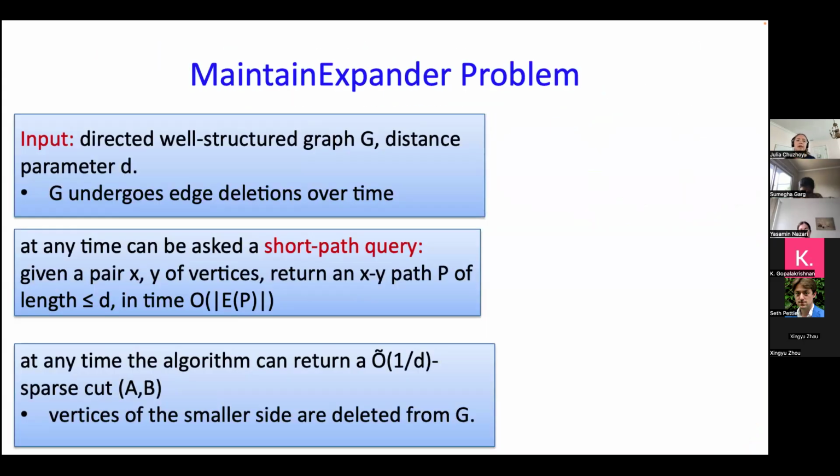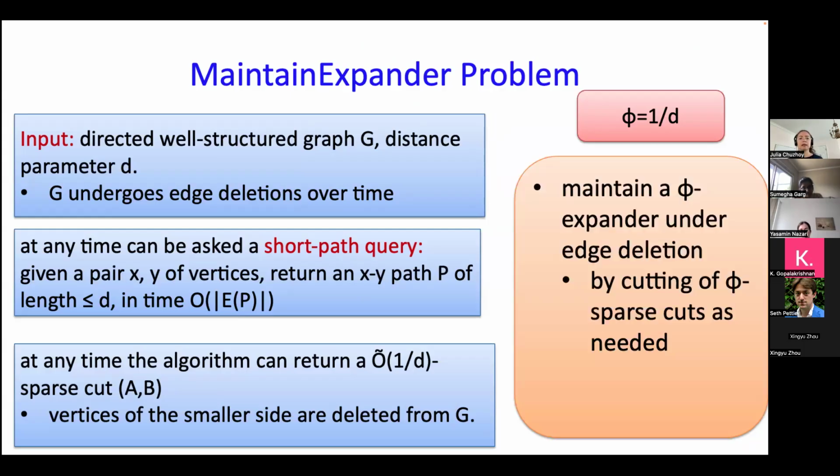So now when we go back to the maintain expander problem, let me denote by phi 1 over D. And at a very high level, what is this problem? What does it ask us to do? So we have some graph. It undergoes edge deletions. And we want to maintain this graph as a phi expander. And the only thing that we're allowed to do is cut off sparse cuts off of this graph. And we also need to support some short path queries.